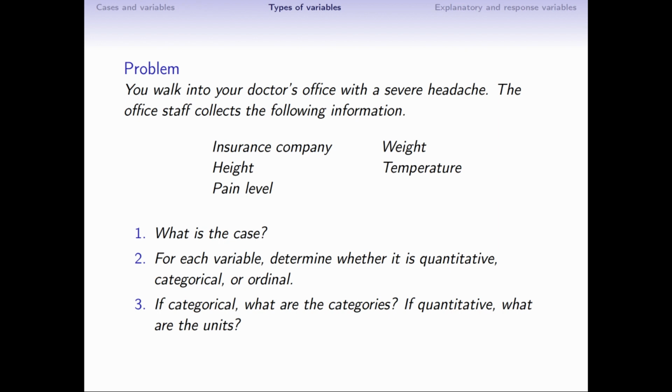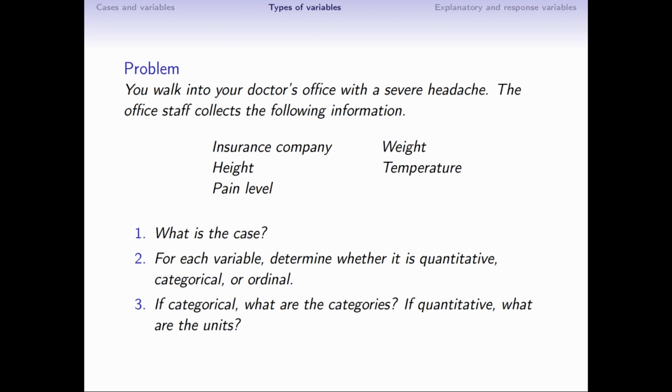Okay, if categorical, what are the categories? We talked about that. And if quantitative, what are the units? And we've talked about that. So this is something we should always be attentive to when we're thinking of categories. What are the categories? When we're thinking of quantities, what are the units that we want to measure in?